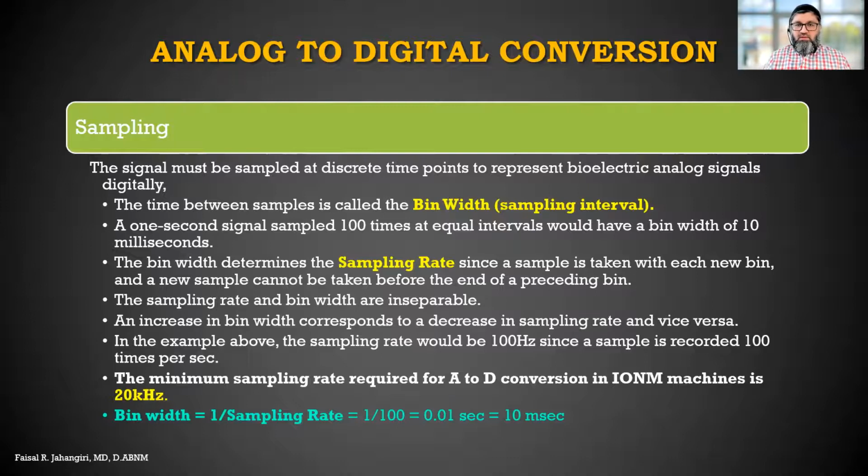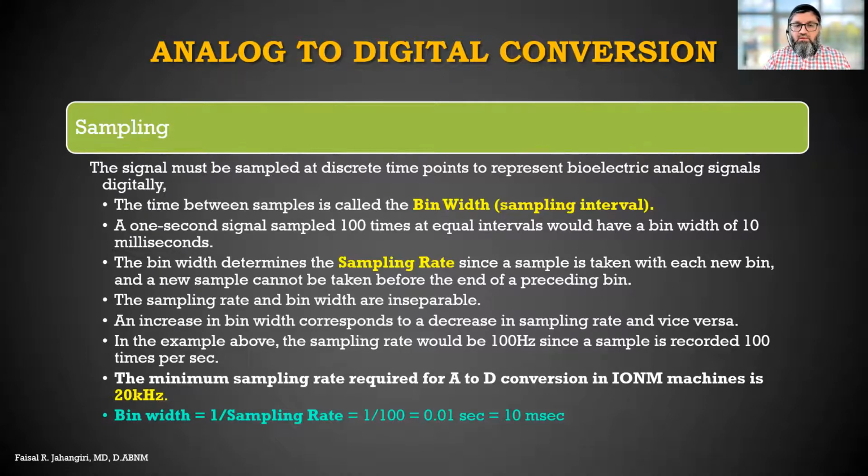So the sampling rate is again inversely proportional to the bin width, and the reason is the new sample cannot be taken until the first sample is completed. So 1 over bin width is equal to sampling rate. The sampling rate R and bin width are inseparable. If there's an increase in bin width, it means a decrease in sampling rate. And if there is a decrease in bin width, that means the sampling rate is increased.